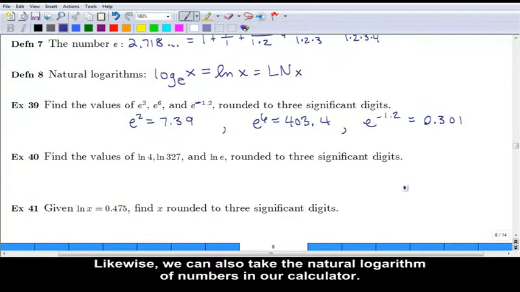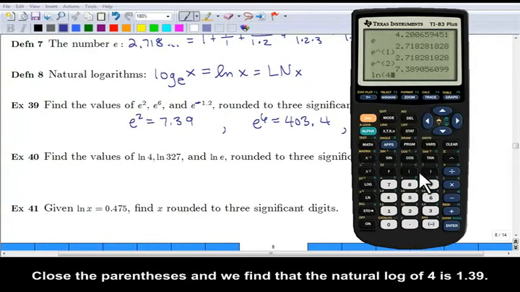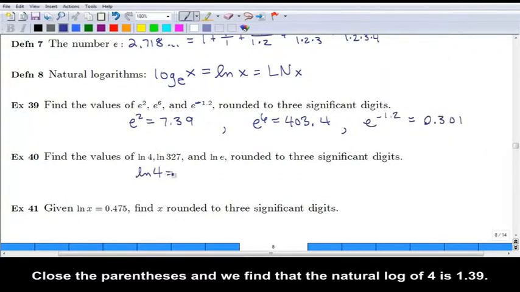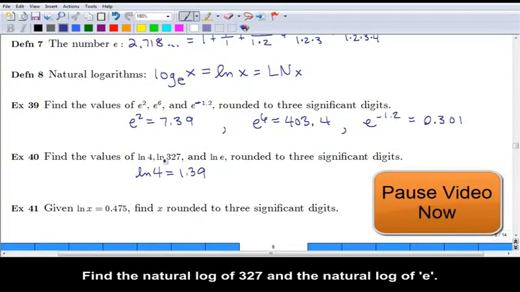Likewise, we can also take the natural logarithm of numbers in our calculator. All we have to do is hit the ln button, and then we plug in our number 4, close the parentheses, and we find that the natural log of 4 is 1.39. So again, I want you to pause the video here, make sure you're okay with the calculator, and find the natural log of 327 and the natural log of e.